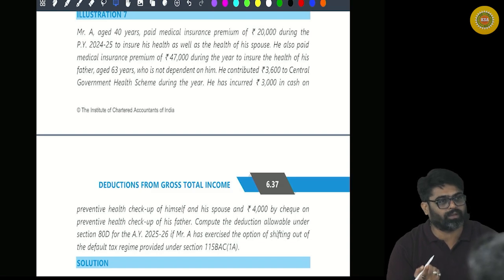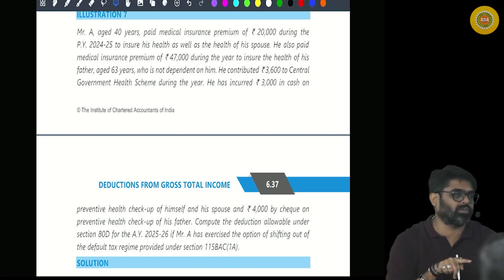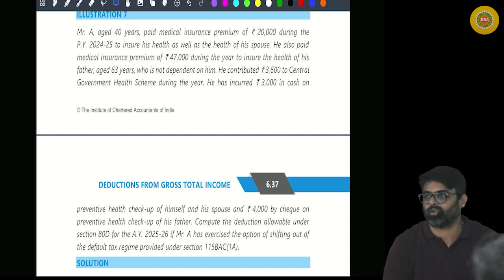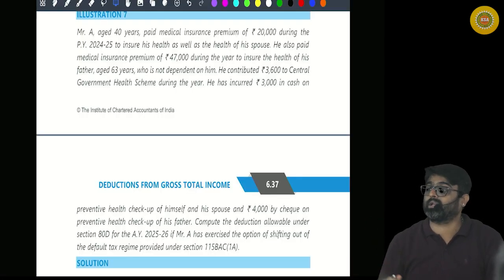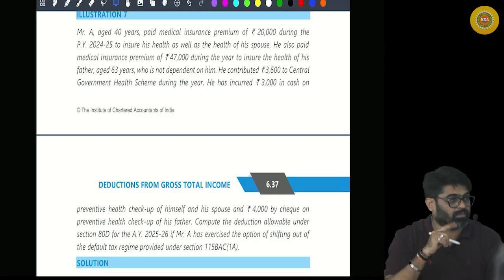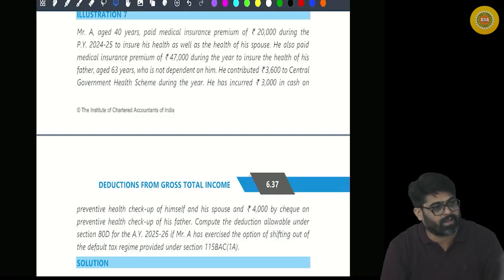3,000 plus 4,000? 4,000 plus 3,000. But both taken together cannot be more than that. So if that is 3,000, then this will be 2,000. Then if this is 4,000, then that will be 1,000. Both taken together cannot be more than.